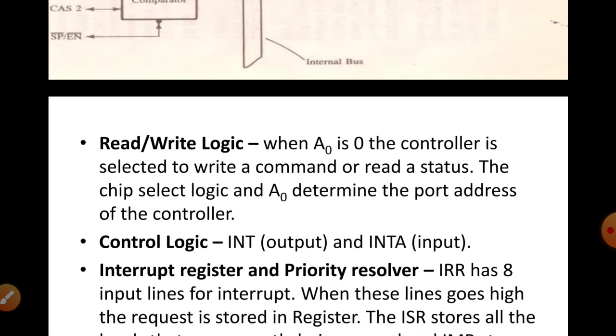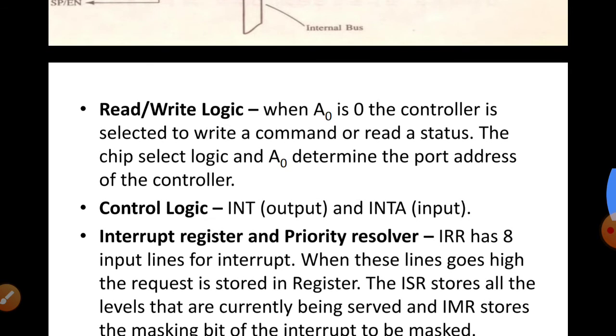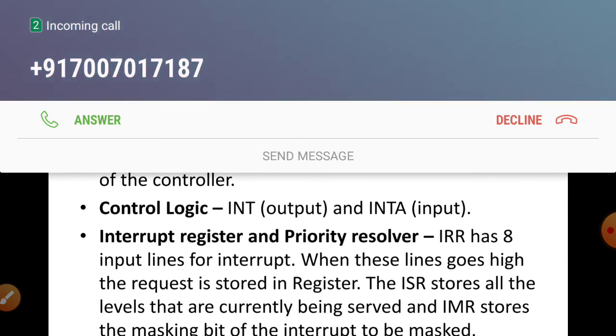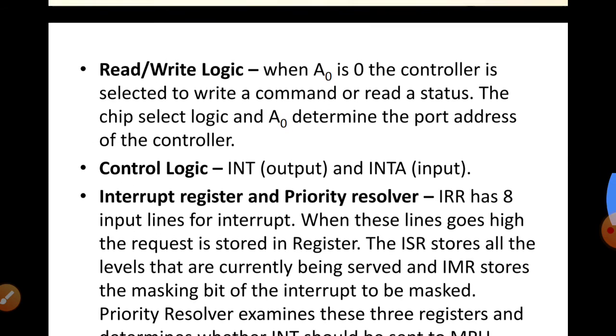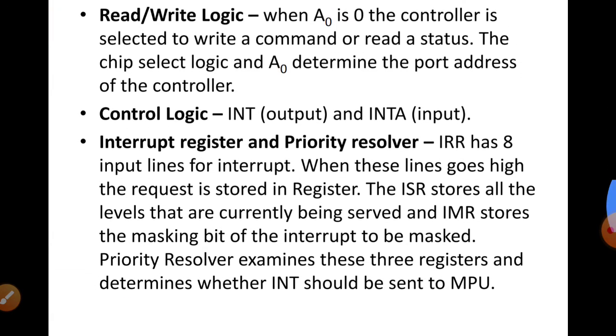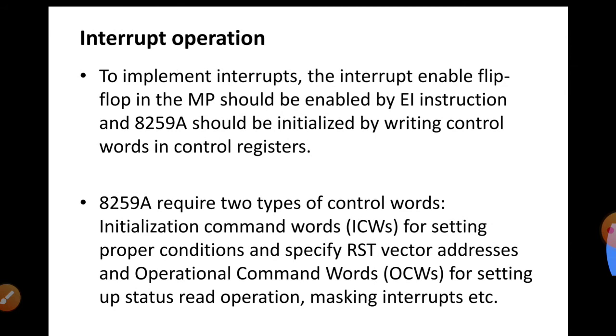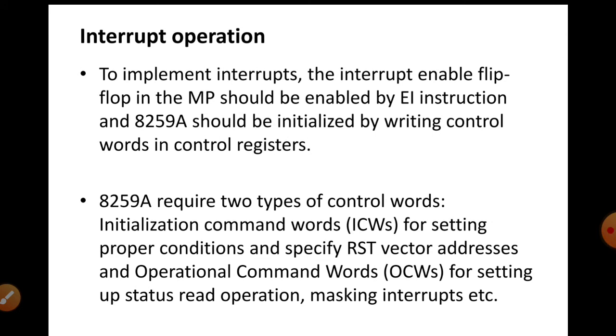Now, let us discuss the interrupt operation and how it works. This is all the functionality which I have already explained. Now, let us go with the interrupt operation. To implement the interrupt, the interrupt enable flip flop of the microprocessor should be enabled. Then only it is possible to interrupt the 8085 operation through the 8259 interrupt controller.